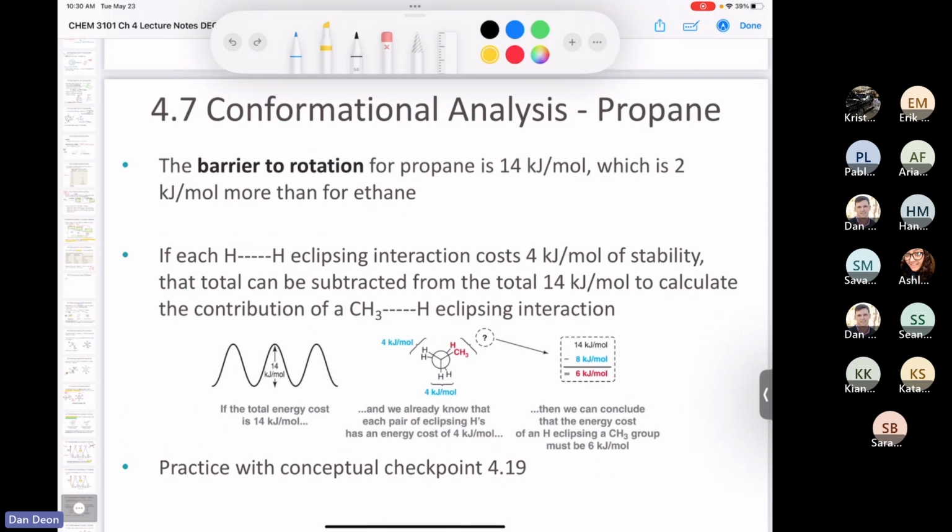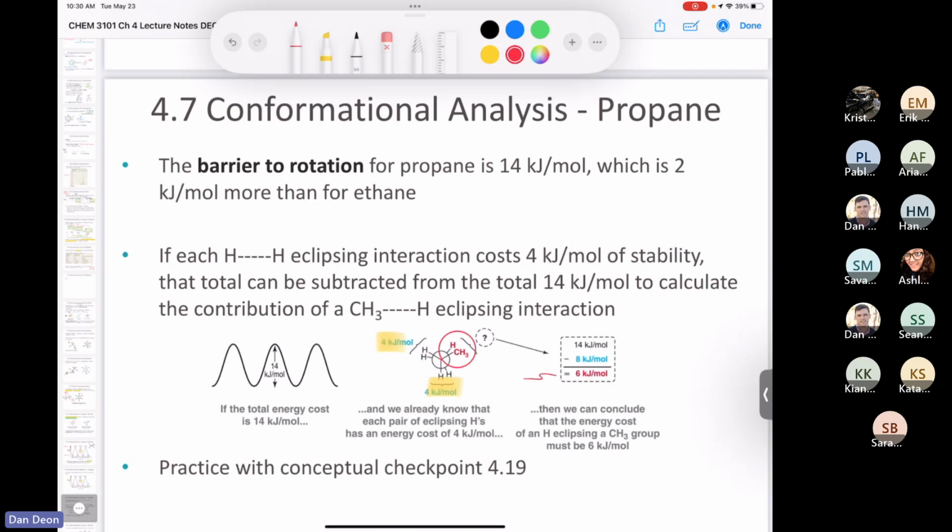We saw that the eclipsed conformation with propane is higher in energy than that in ethane. And it says here the barrier to rotation is 14 kilojoules per mole, which is two more than that for ethane. So every proton-proton eclipsing interaction costs a total of 4 kilojoules per mole. If we have two of them when we're eclipsed with propane, that makes a total of 8. If you take 14 and subtract 8, that tells you the value of the eclipsing of a proton and a methyl group is 6 kilojoules per mole.